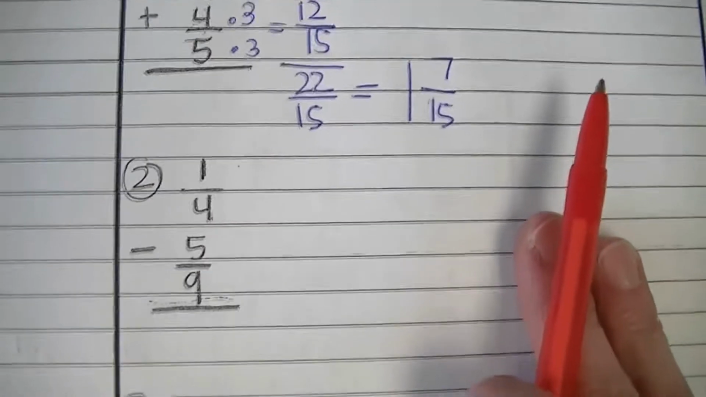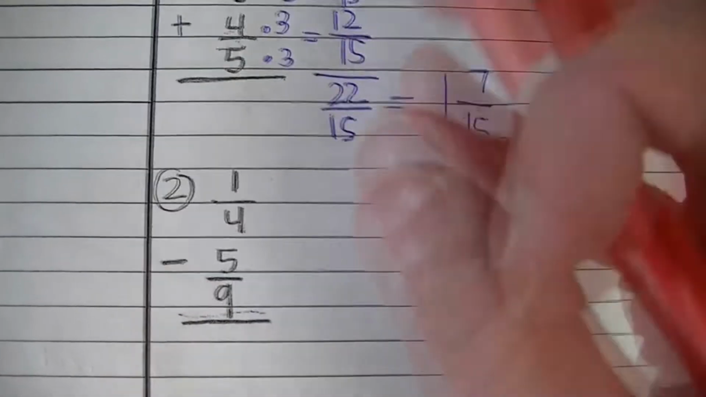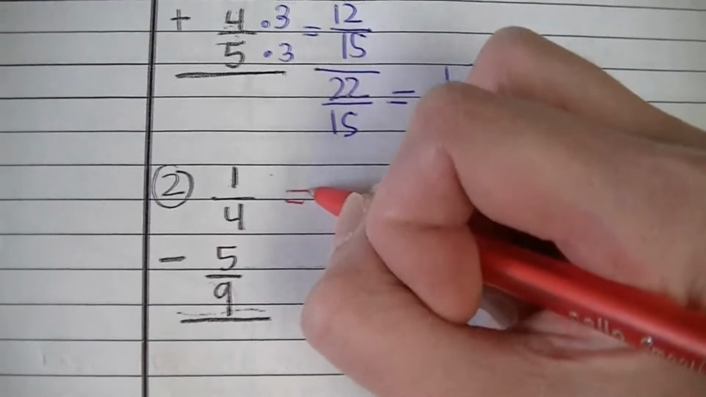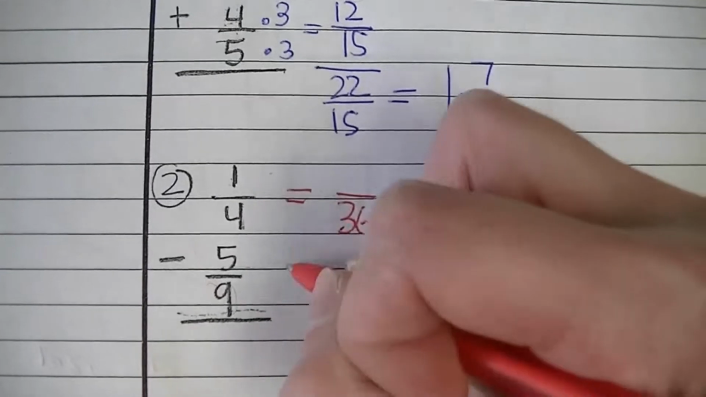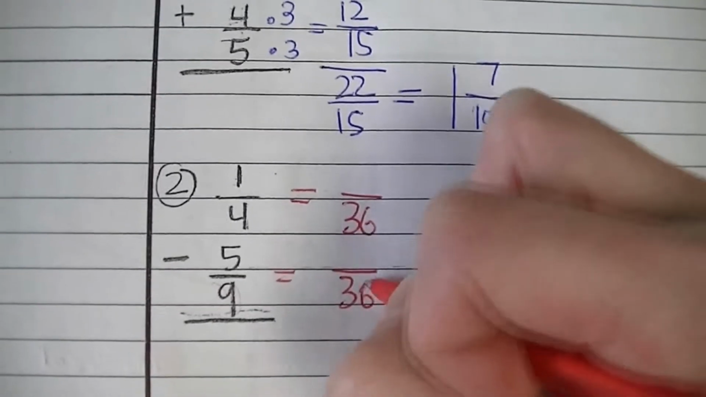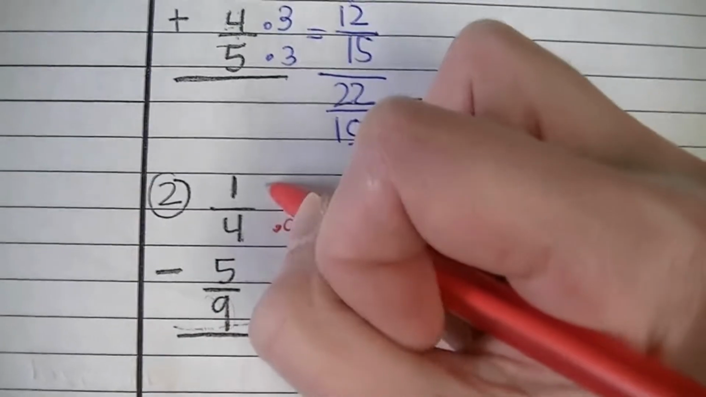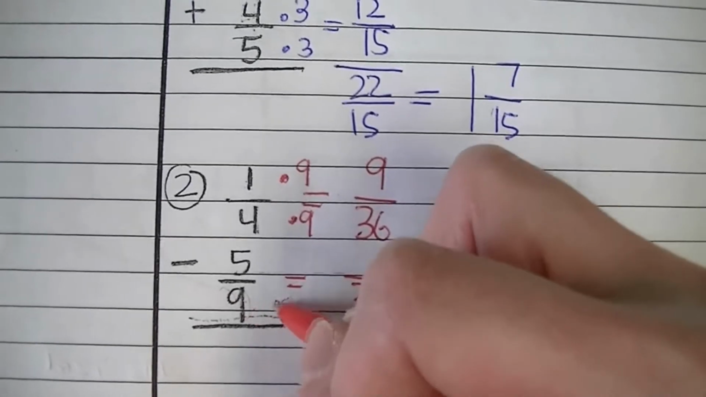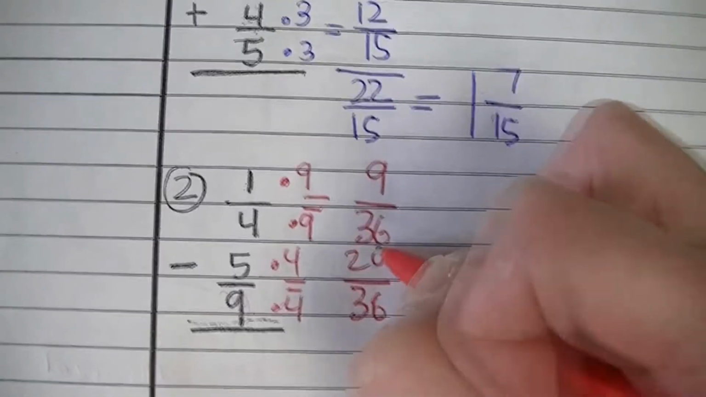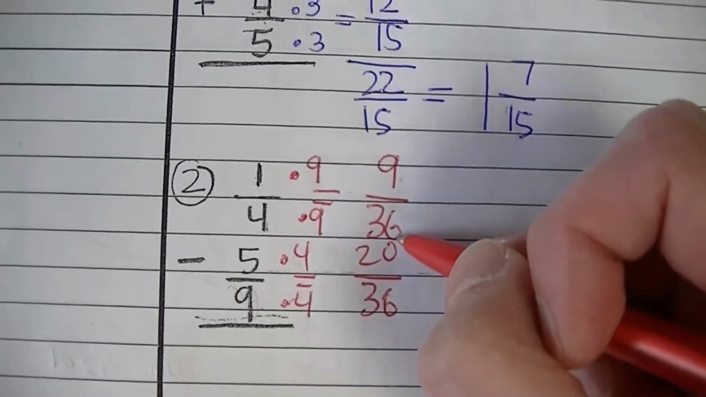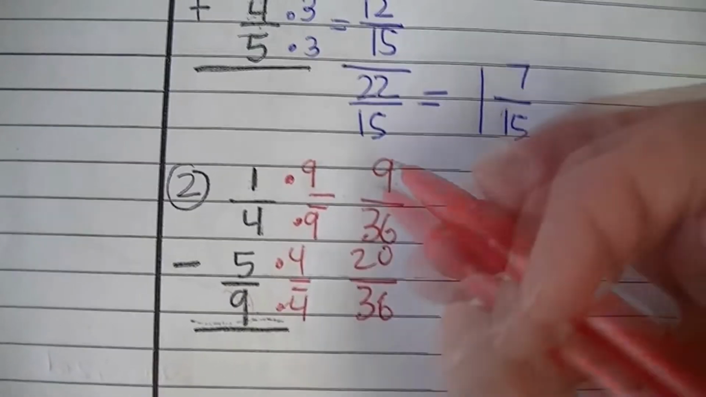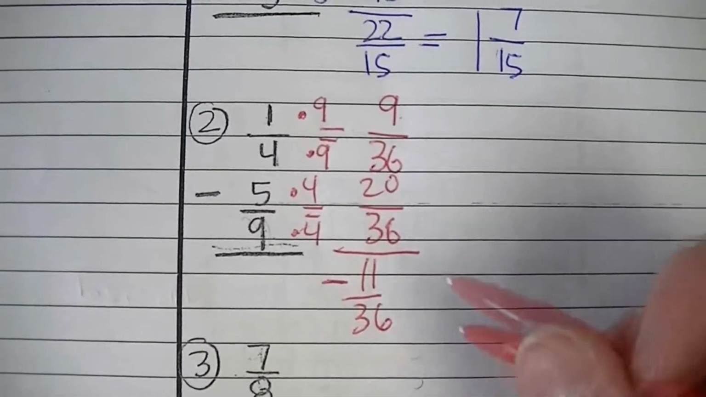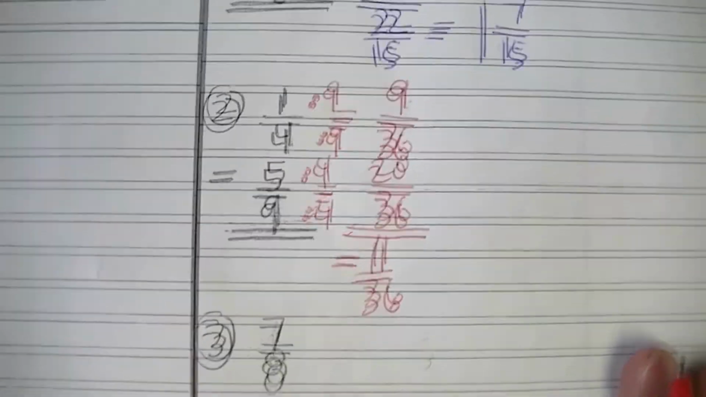Number 2, please make sure you notice that you're subtracting, okay? And same exact process, I notice that those are different denominators, so I want to make them the same size pieces. So I'm going to make the denominator 36. 4 times 9 is 36, so the numerator, which is 1 times 9, is 9. 9 times 4 is 36, so 5 times 4 is 20. And remember, we're subtracting. So 9/36 minus 20/36 is going to give you negative 11/36. And that doesn't simplify. Okay, so that's the answer right there.